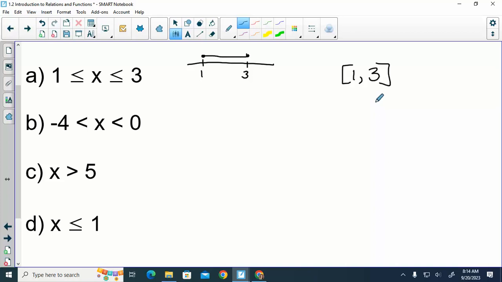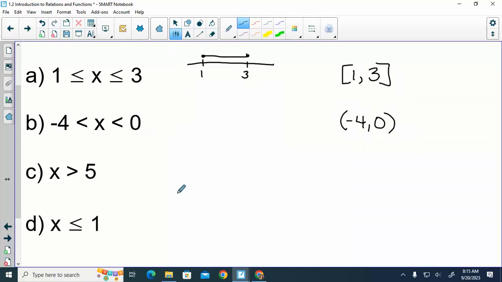All right, B. -4 is less than x is less than 0. What do you think that one would look like? Parentheses, -4, comma, 0, parentheses. And these don't have to be the same. You don't have to have 2 parentheses or 2 brackets. You could have one of each. You know, if I had an equal to on the 0, the -4 would have had a parenthesis and the 0 would have had a bracket. So we can have a combination.